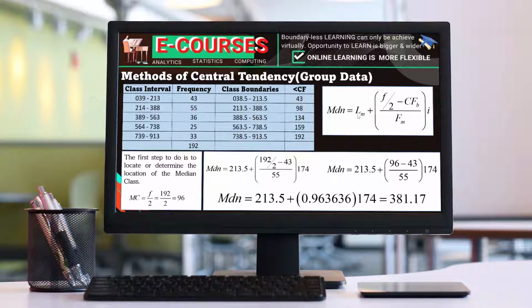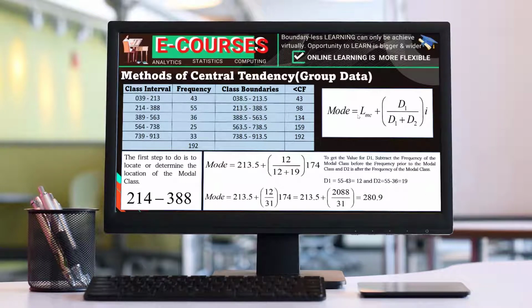This is the actual median of the grouped data. As you can see, the median class is 214 to 388, so the actual median still belongs to the median class. The median for the grouped data is located in the median class of 214 to 388, and the actual median is 381.17.